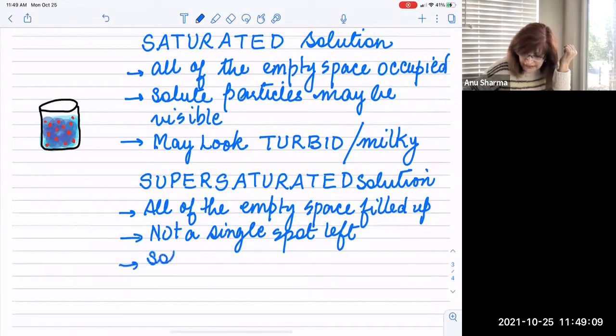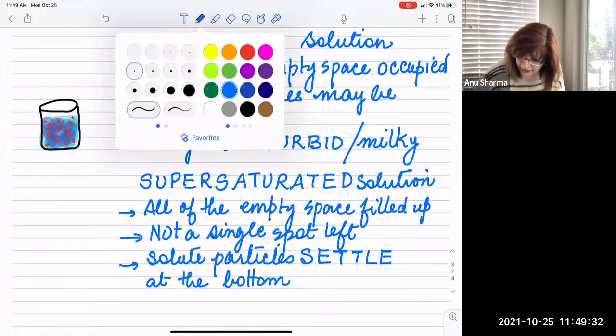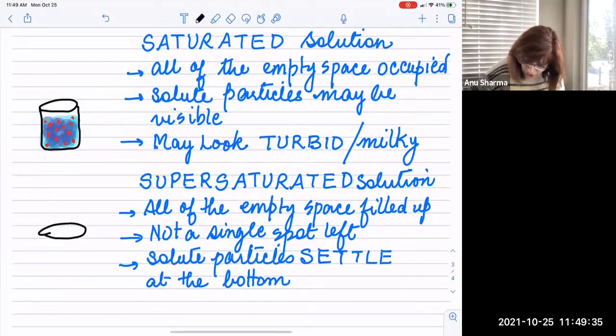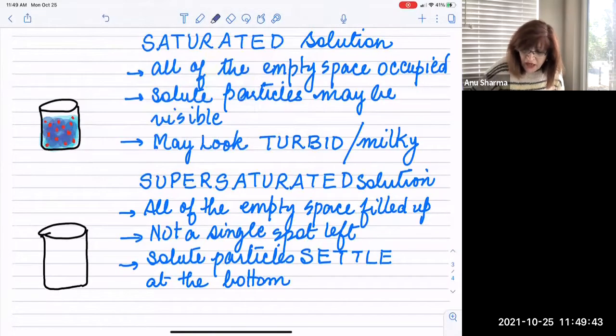The solute particles settle down at the bottom. You can clearly see them settle at the bottom. And here you can clearly see how the solution looks. You may see a clear solution on the top, the solvent containing the solute, nice and clear on the top.